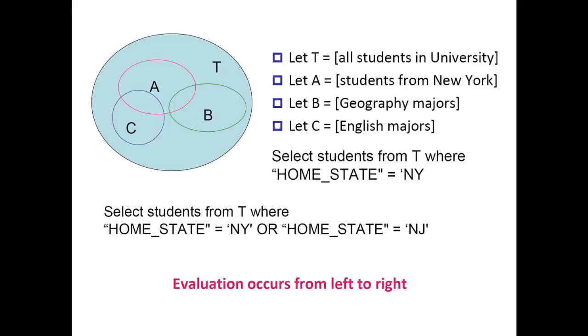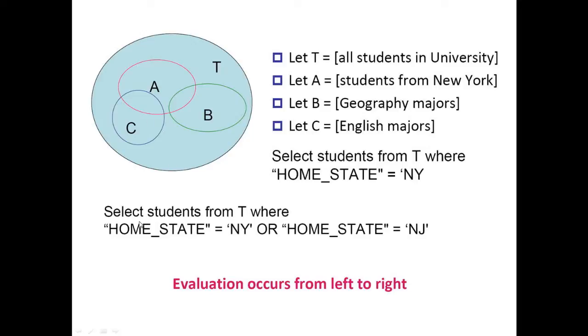Okay, so this is just showing another example of how we're querying our data. If we wanted to select all of the students from New York State, we have our whole universe of data here. T is all of our students in a university. A is our students from New York. B is geography majors. C is English majors.